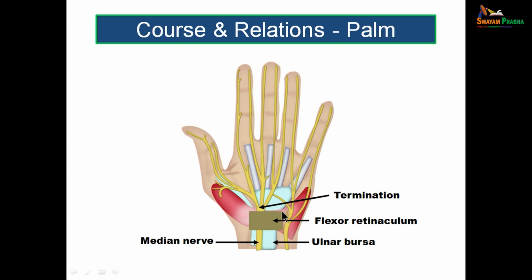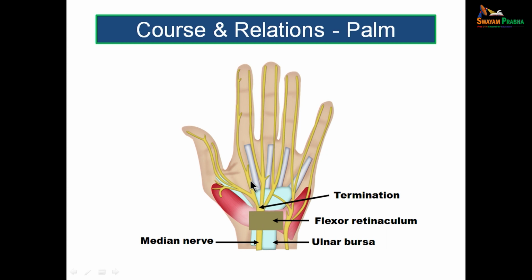It is going to pass through a tunnel which is present here, and this tunnel is deep to the flexor retinaculum, superficial to the carpal bones. So, the flexor retinaculum attached to the carpal bones will convert this area into a tunnel which will be called the carpal tunnel. Please note, this region is related to the carpal tunnel. So, the median nerve is going to pass through the carpal tunnel. So, it has to lie deep to the flexor retinaculum, entering the palm through the carpal tunnel.